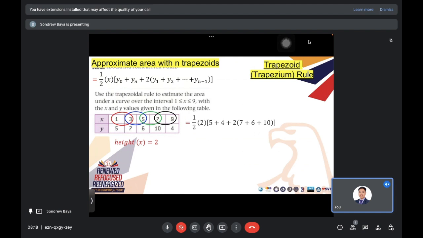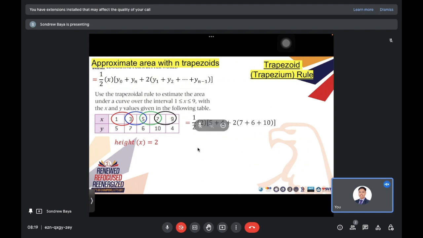Now, warning, most of the students will use the x values instead when doing this one. That's a common mistake. They usually commit a mistake by using the x values instead of the y values for the length. So please be careful that here you're referring to the length, which is the vertical length. That's why we use the y values, not the x values.